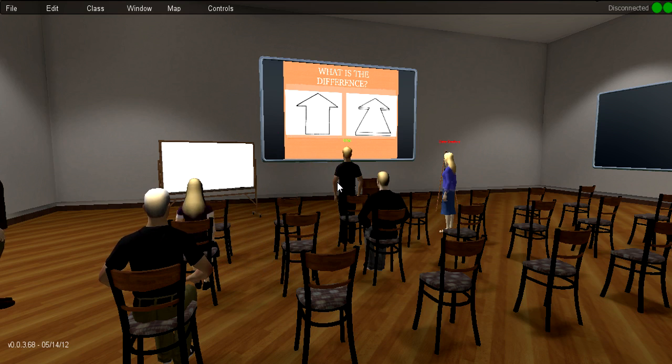Kim, can you tell me what the difference between those two arrows is? Yeah, the one on the right looks more realistic, or looks like it's going somewhere. It has a little more depth to it? Yeah, that's what I mean.